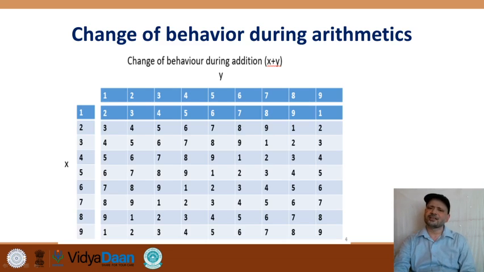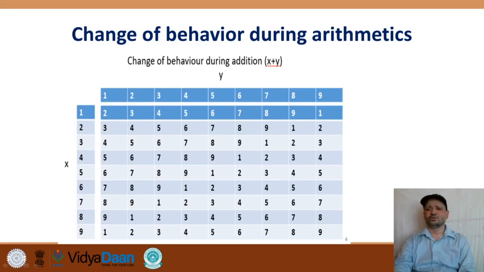And what you see is that if you add any number to 9, in 9 you are adding 1, so it becomes 1. In 9 you are adding 2, so it becomes 2, like that. So you can see that in 9, whatever you add, its behavior in addition does not change. It will be 1 itself, or 2 itself, or 3 itself, like that.